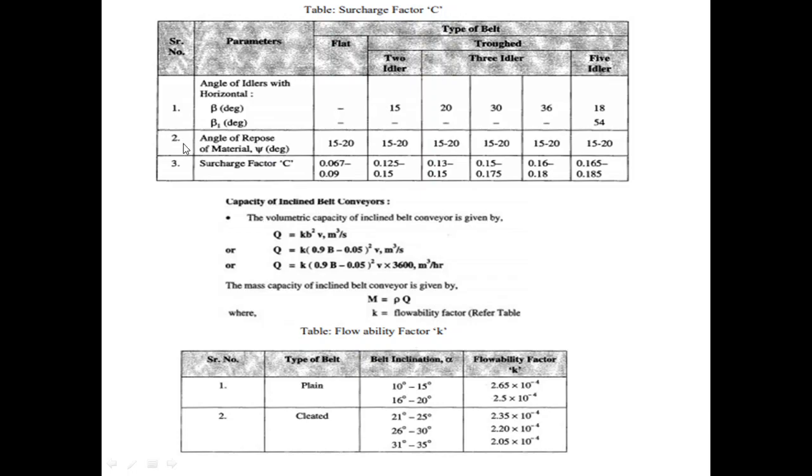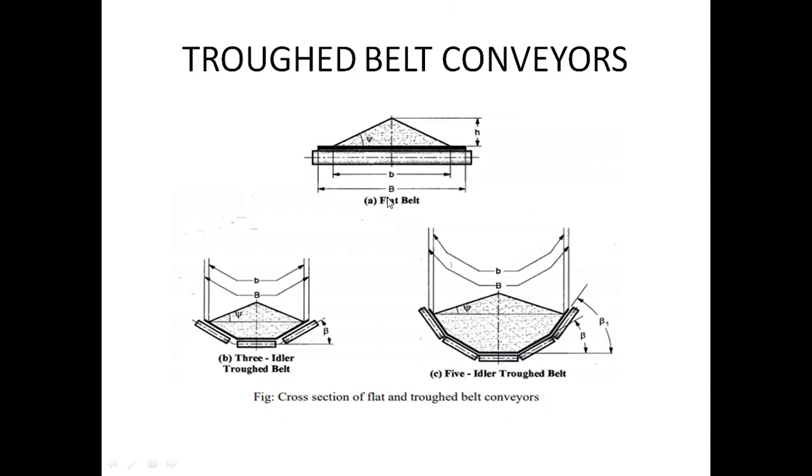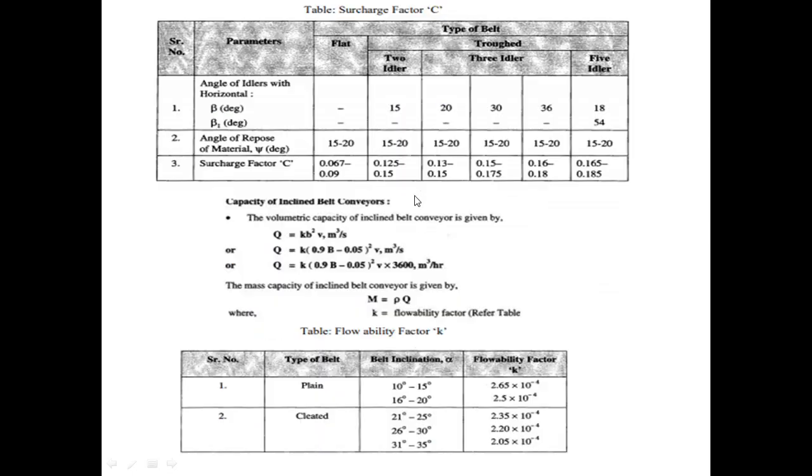Okay. Second is the angle of repose of the material, psi. This angle of repose psi value is given. Check that this angle is known as the angle of repose psi. This is the angle made by the horizontal with the top of the material. This value psi is given as 15 to 25 for each and every idler or flat belt conveyor.